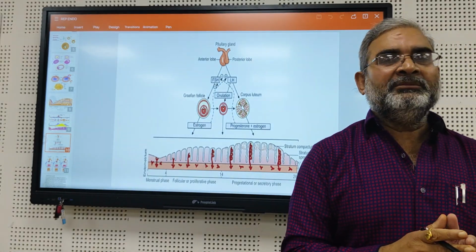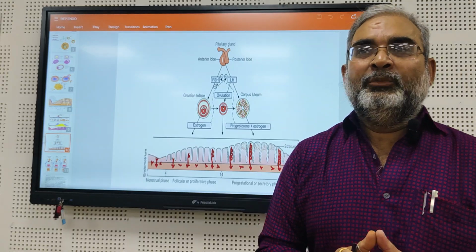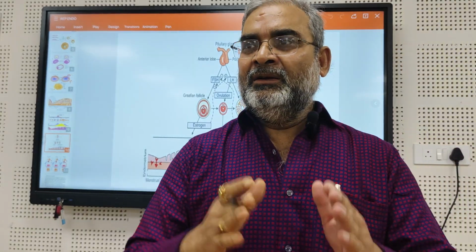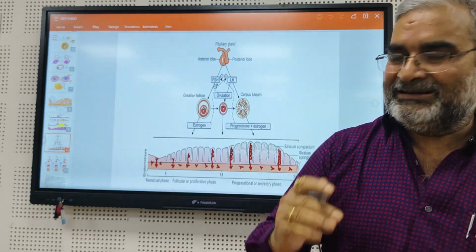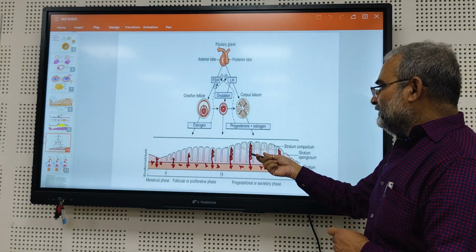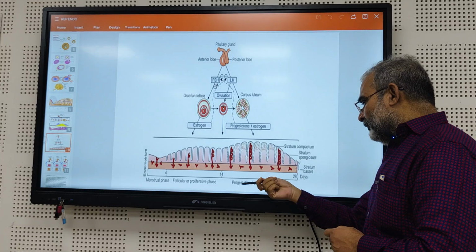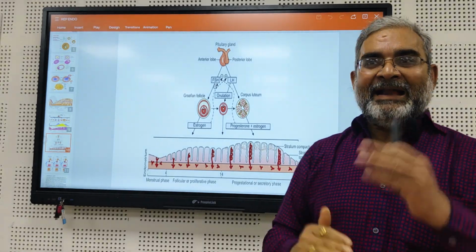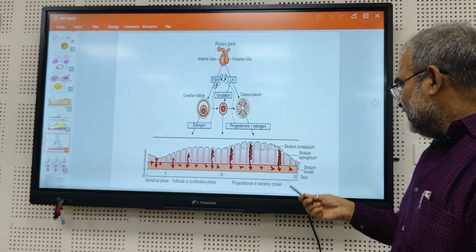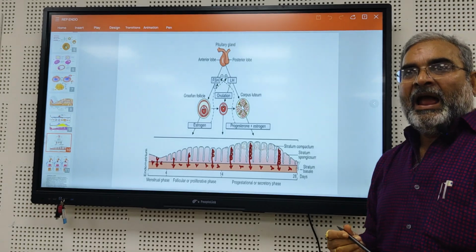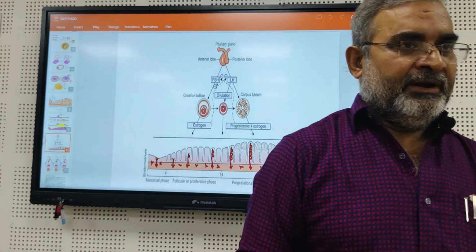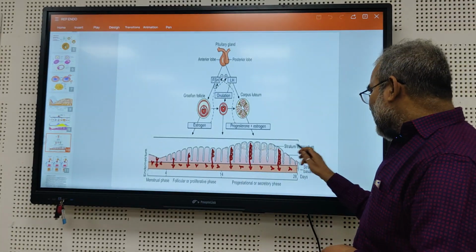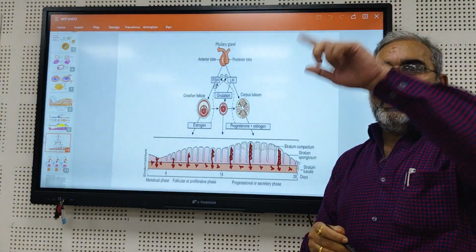Stratum spongiosum कब मिलेगा? Proliferative phase में। Stratum spongiosum is increased generally in size, and in the secretory phase or progesterone phase it becomes highly developed. कौन सा? Stratum spongiosum, and it provides the base for the formation of the placenta. ठीक है? Clear? And now the stratum compactum is the outer lining.